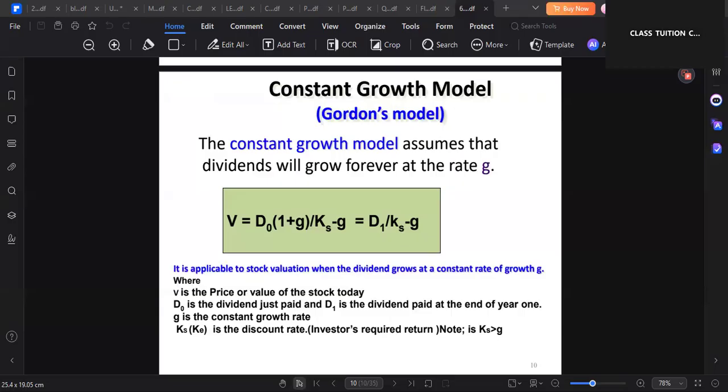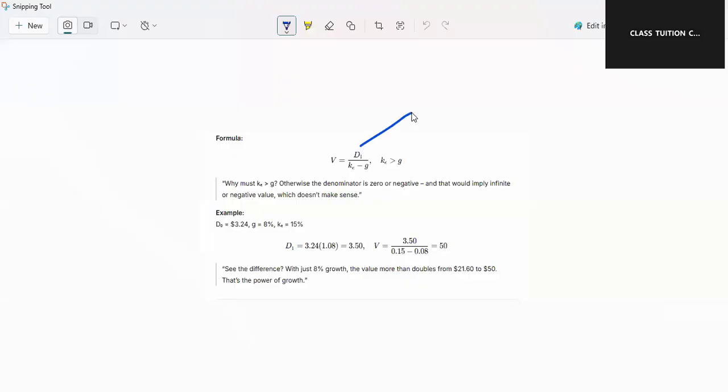So how do we then apply this if you're given an example? So V is equal to D1 over K minus G. The K, like I've said, should be greater than our growth rate. So you can manipulate this also as value of stock now is equal to what? D1 we know is the same as D0, 1 plus growth, over what? K minus G.